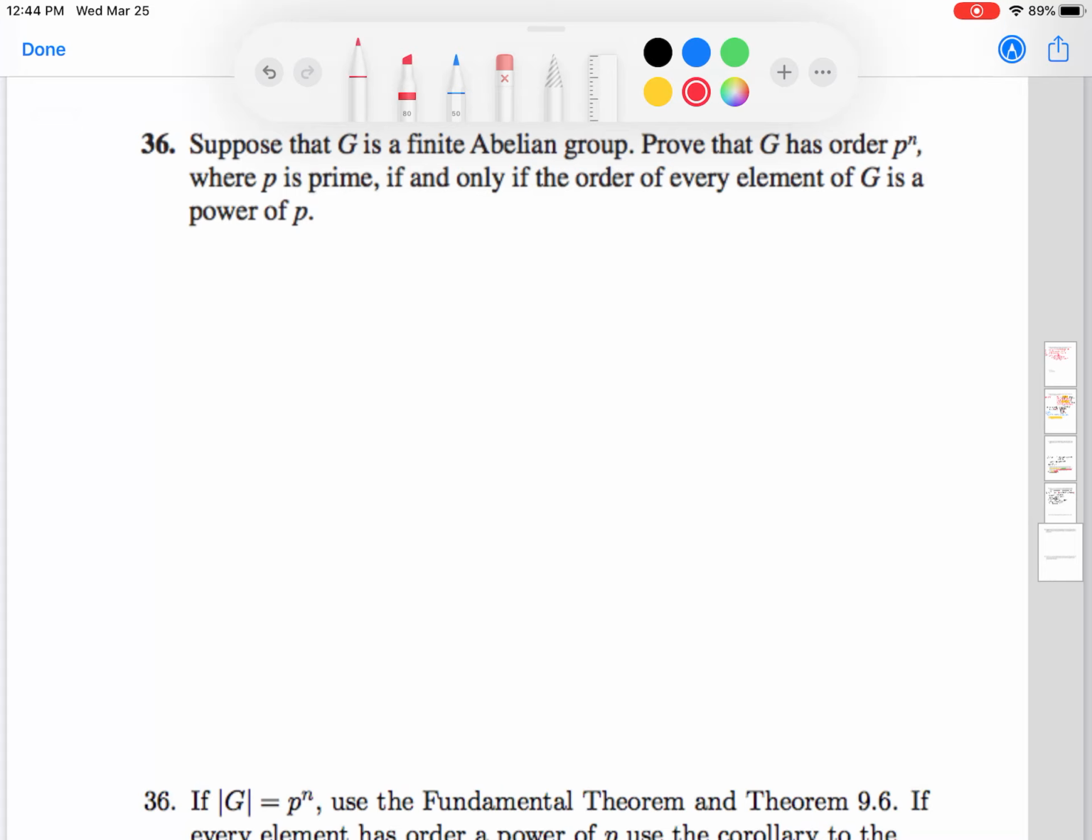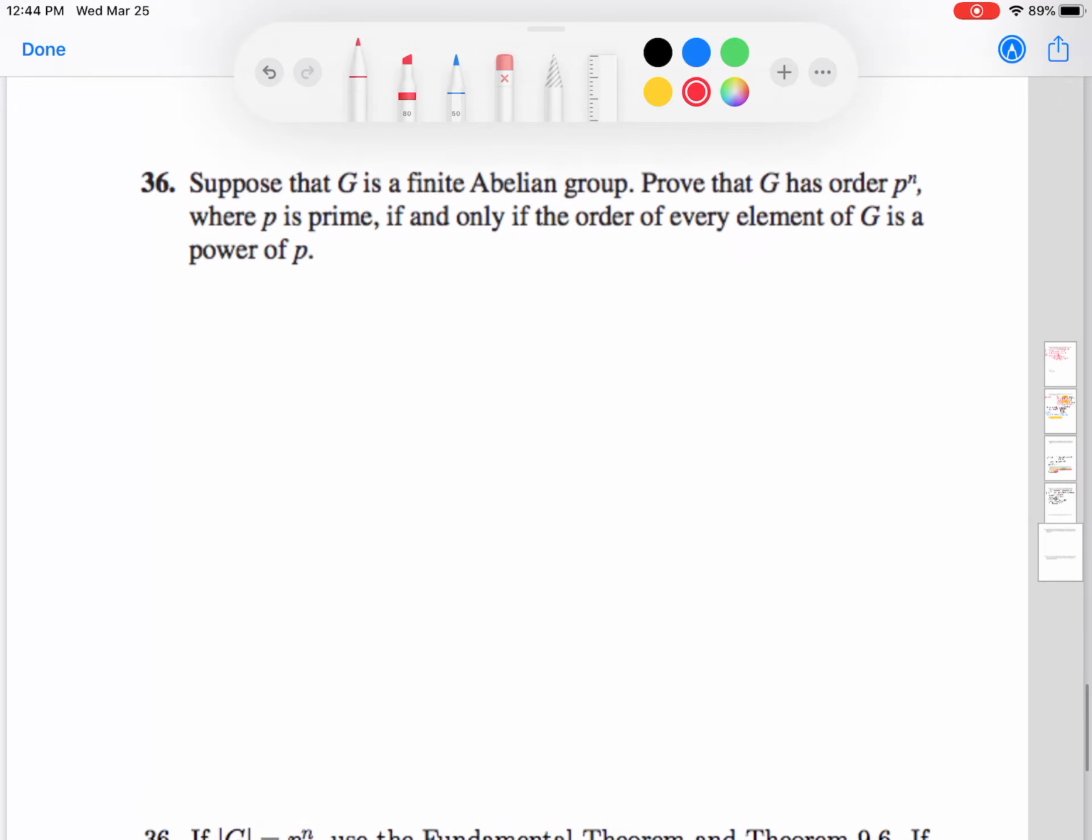All right, 36. Suppose G is a finite abelian group. Prove G has order p to the n, where p is prime, if and only if the order of every element of G is a power of p. So, it's an if and only if, so we're going to have to do this 2 ways. Let's start with if the order of G is equal to p to the n.